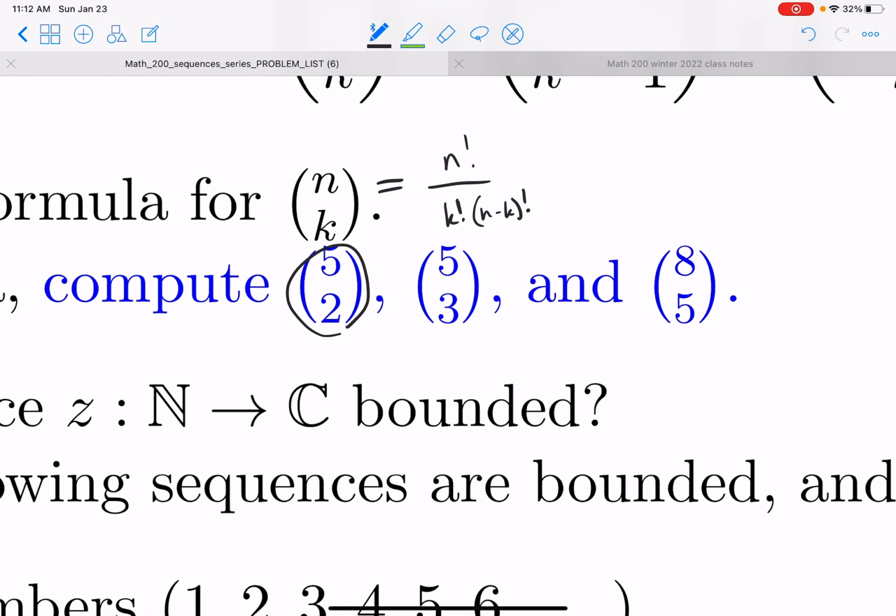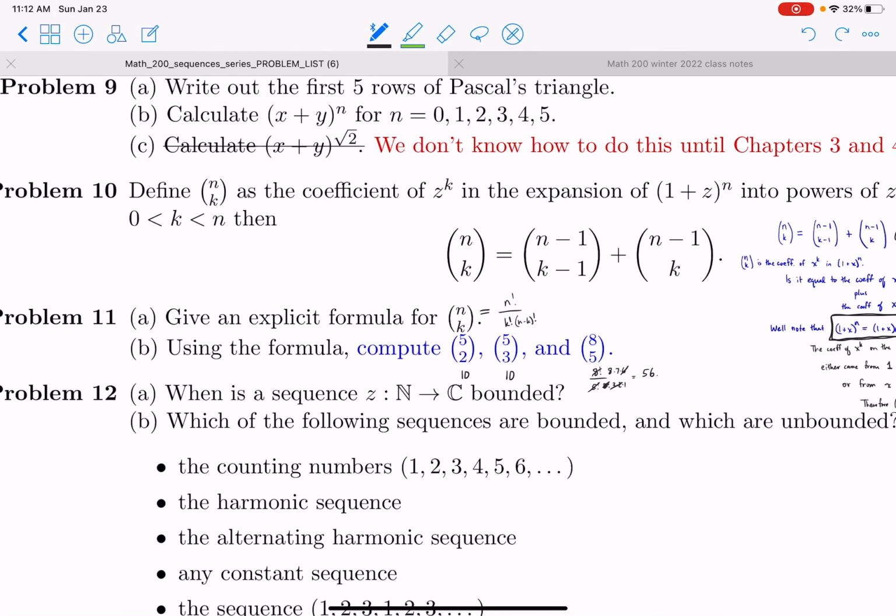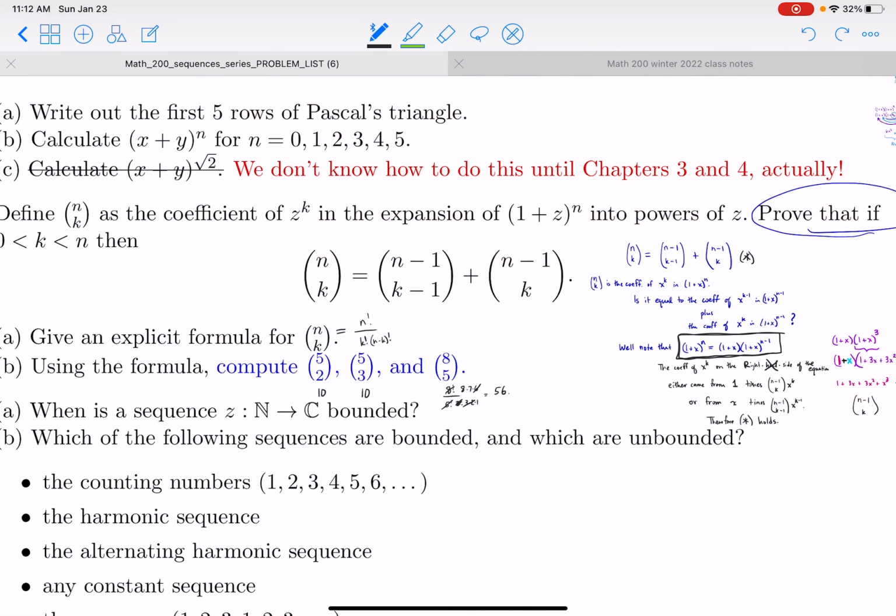Okay, so then just compute this. This happens to be 10. This happens to also be 10. And this, I don't know, so 8 factorial over 5 factorial, 3 factorial. This and this can cancel, leaving 8, 7, 6. All the 5, 4, 3, 2, 1. So then this 3 factorial is really a 3, 2, 1, and the 3, 2 cancels with the 6, so it is 56. Okay. So that's problem 11. That's all.